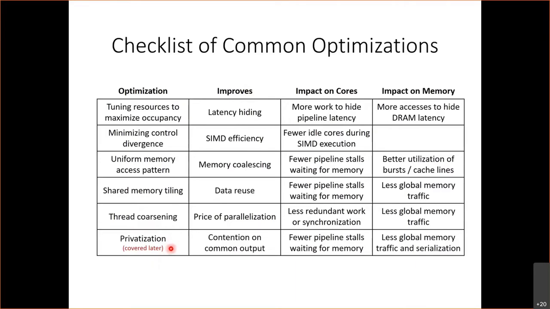Privatization is an optimization we'll cover later, but it basically tackles the case when we have different threads contending on a common output. Okay, and with this checklist of common optimizations, these six different optimizations, this covers a wide range of the optimizations that we apply when doing GPU computing. And throughout the second part of the course, we're going to go through many different parallel patterns, and we're going to parallelize them. And when we parallelize these parallel patterns, we'll pass by this checklist, and we'll see which of these optimizations apply to those parallel patterns, and how we can apply these optimizations in the different contexts.